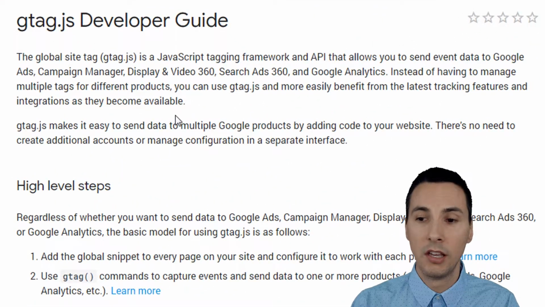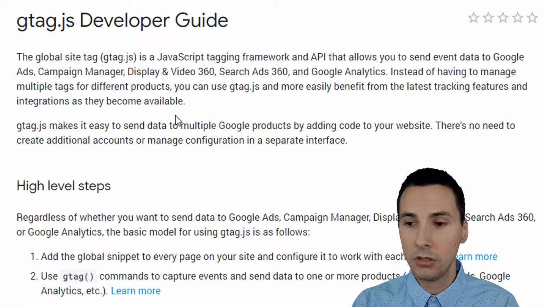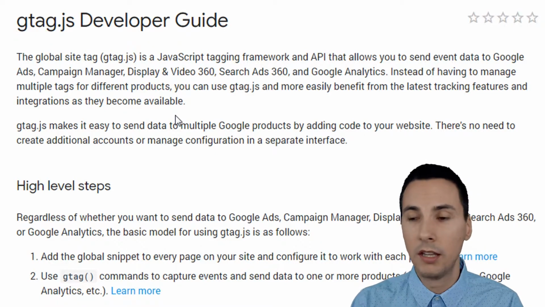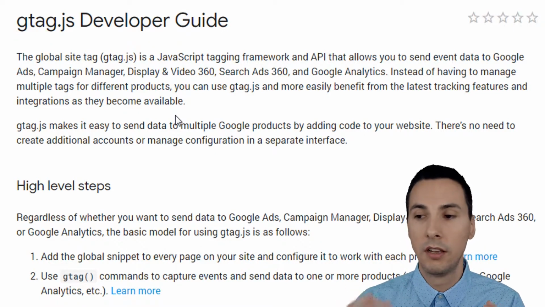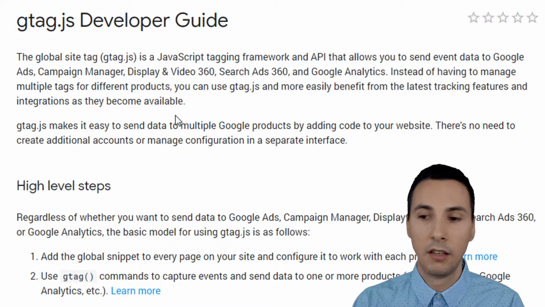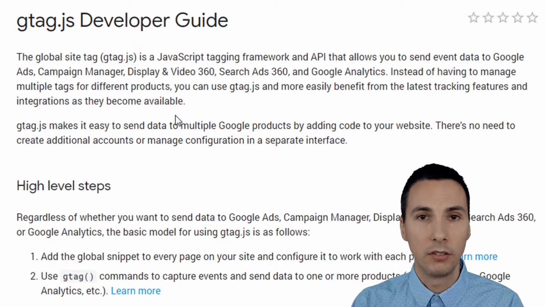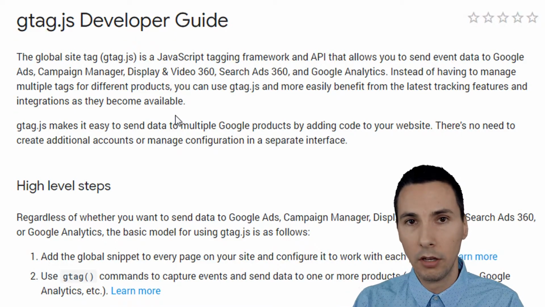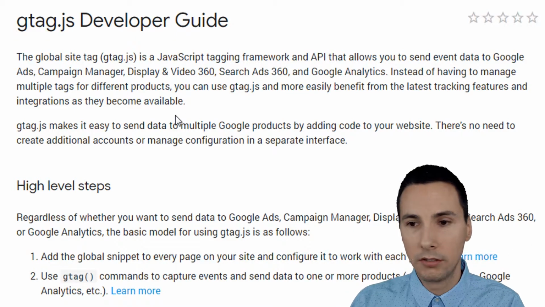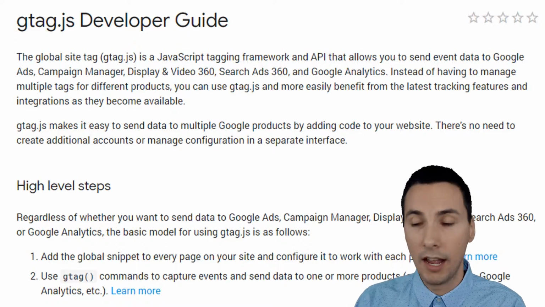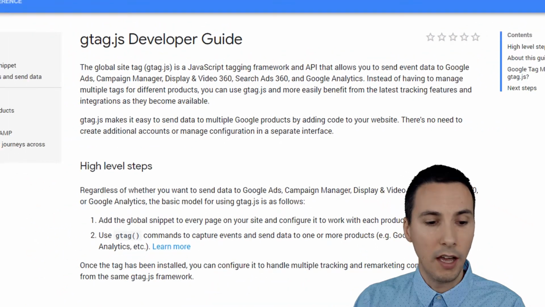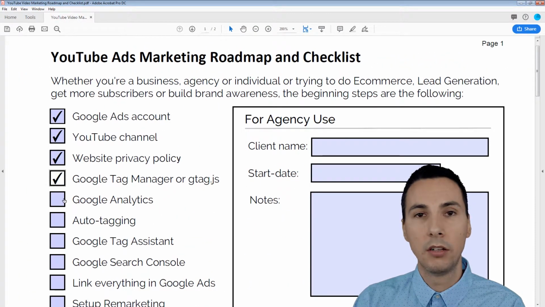gtag.js is an alternative to Google Tag Manager, but it's a little bit different. This is a JavaScript tagging framework and API that allows you to send event data to Google Ads, Google Analytics, and a few other things. You can basically only implement Google tags through it, whereas Google Tag Manager can implement other tags. Once we decide on that, the next thing would be Google Analytics.